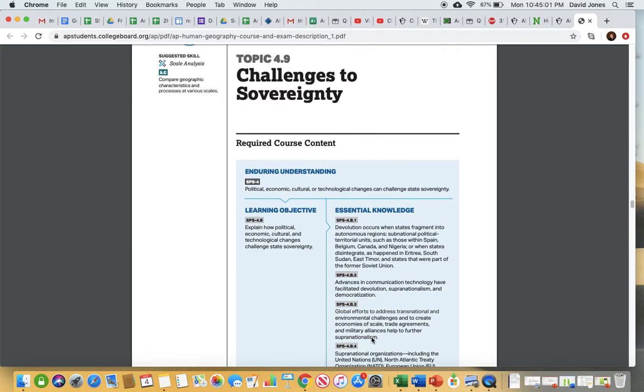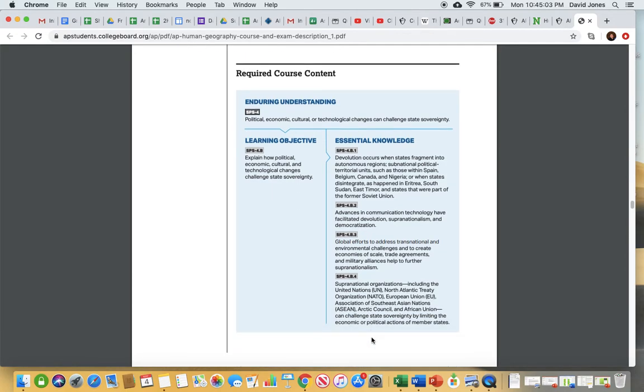4.9 talks about other challenges to state sovereignty. It talks about fragmented regions, and we've already talked about this a little bit. We've talked about Belgium, the two different regions of Belgium, Wallonia and Flanders, that are very, very different on the basis of language. There's been discussion about splitting those two off into separate countries. Obviously, Quebec has talked a lot about that. Nigeria, with their 1,000 ethnic groups and languages that exist there, there's been talk about splitting Nigeria into pieces.